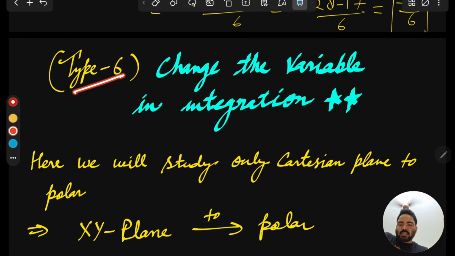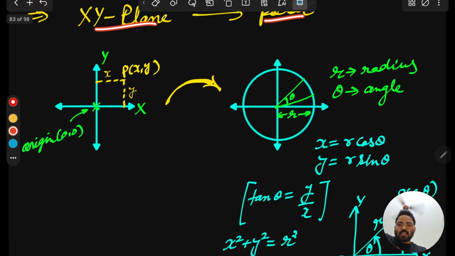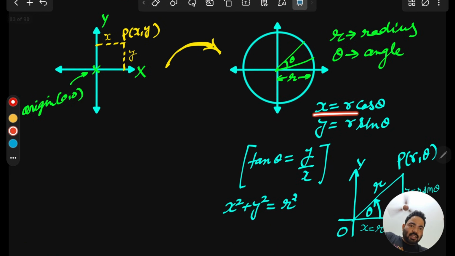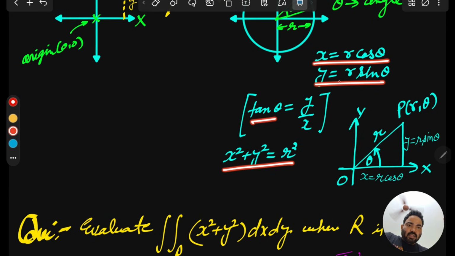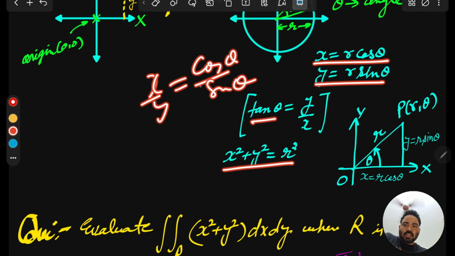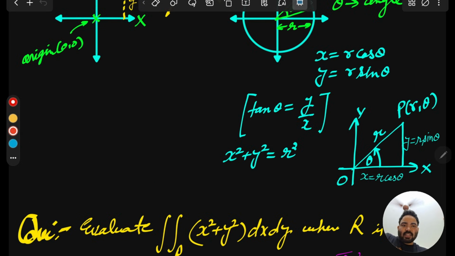Our next type is type 6, change of variable in integration. Change of variable means here we will discuss only the Cartesian plane to polar plane, meaning xy plane to polar plane. For changing xy plane to polar plane, you need to remember x equal to r cos theta, y equal to r sin theta. So x square plus y square becomes r square, and tan theta becomes y upon x. If you divide y by x, then sin theta upon cos theta gives tan theta. This is the way these equations come.